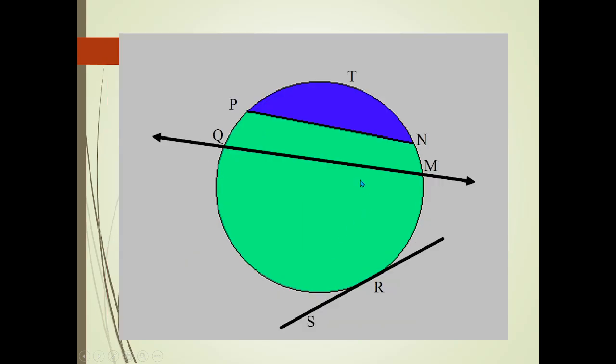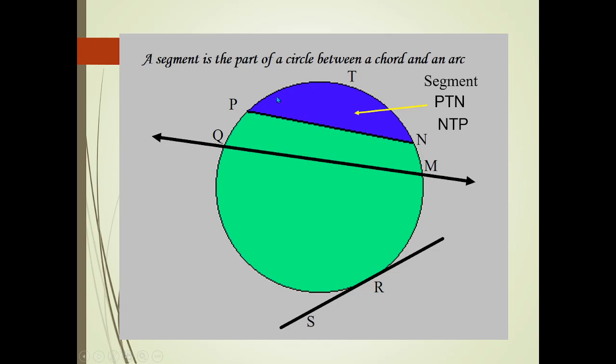Next, you see that there's another shaded region here. And this time it is called a segment. So when we say segment PTN, or segment NTP, this refers to the part of a circle between a chord and an arc.